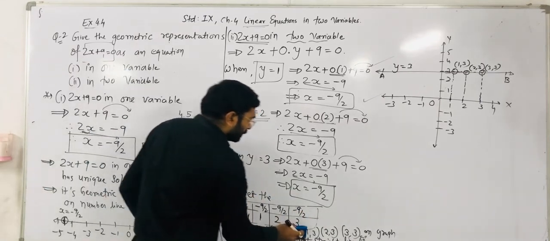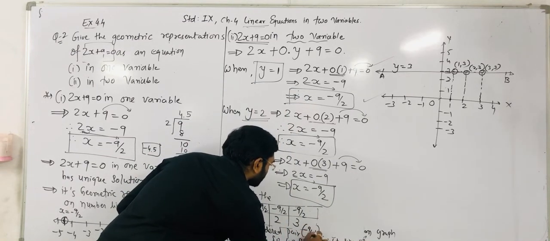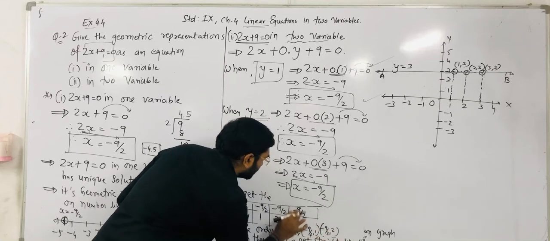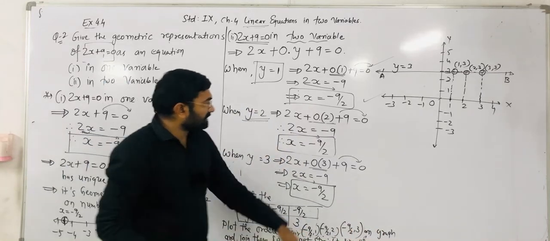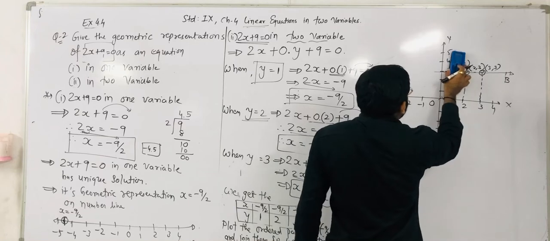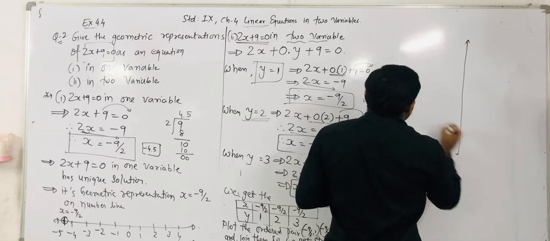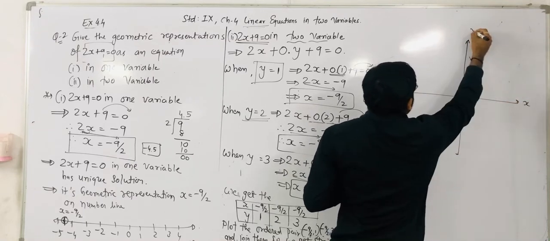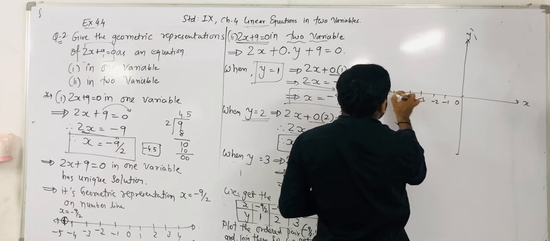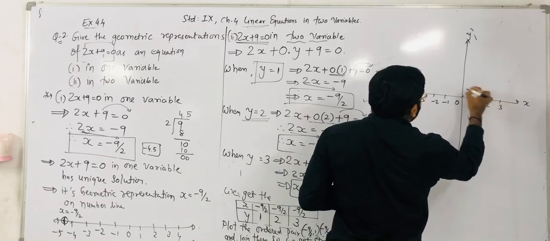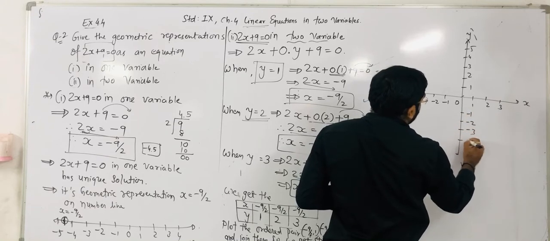So we have to plot the points. Which points do we have to plot on the graph? Minus 9 by 2, 1; minus 9 by 2, 2; and minus 9 by 2, 3 on the graph, and we join them, so we get a straight line. Here I draw the graph of them. This is the x axis, this is the y axis. This is 0, minus 1, minus 2, minus 3, minus 4, minus 5. Here is 1, 2, 3. Here is 1, 2, 3, 4, 5. Here is minus 1, minus 2, minus 3, minus 4.